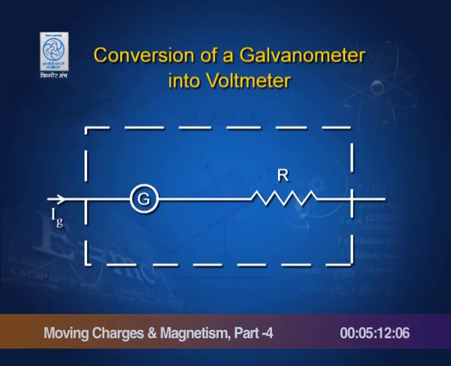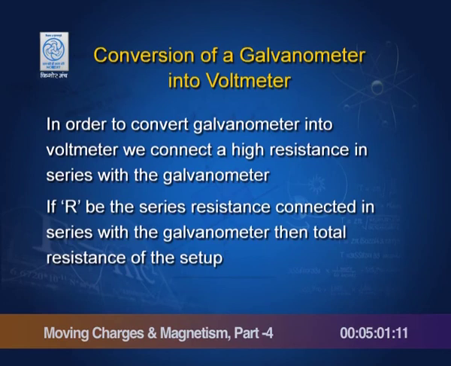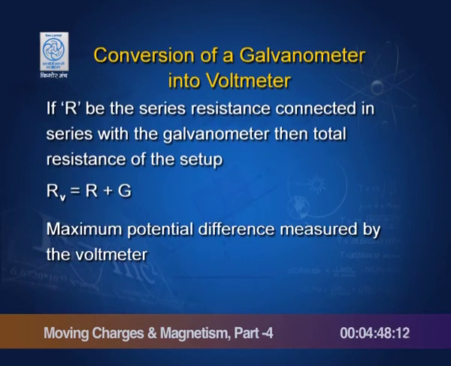Conversion of galvanometer into voltmeter. In order to convert a galvanometer into a voltmeter, we connect a high resistance in series with the galvanometer. If R is the resistance connected in series with the galvanometer, then the total resistance of the galvanometer setup, RV, equals R plus G. So, the maximum potential difference measured by the voltmeter, V, equals Ig times (R plus G).